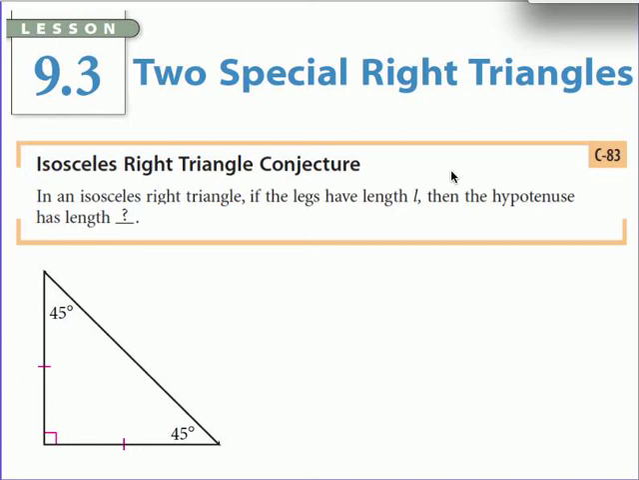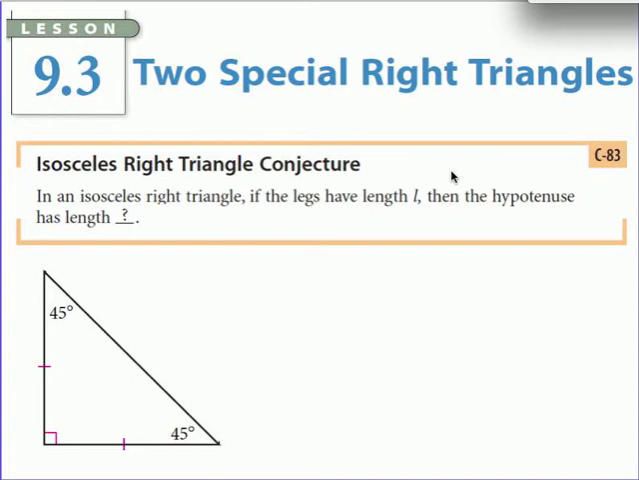Two special right triangles. The first one we're going to talk about is a 45, 45, 90 right triangle. What would be a way that I could classify this triangle? A right triangle, what else? Isosceles. Isosceles because it has two sides the same and two angles the same.